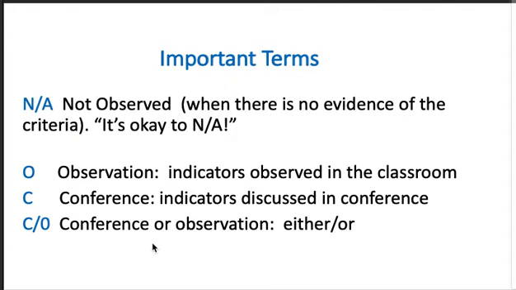So you will see with each item in STOT, and we're going to log in there in just a minute, you will see O for observation. Those are things that you see in the classroom. C for conference, and those are things you can discuss in the conference, and it's fine to rate them based on that conversation. And then CO for conference or observation.